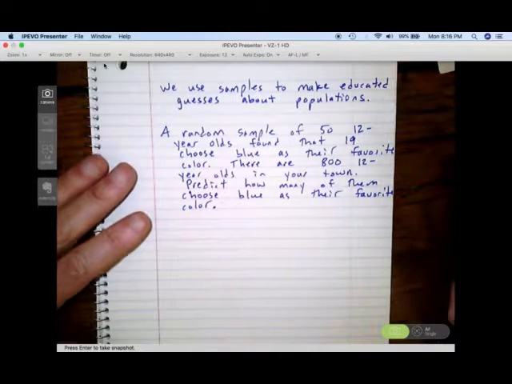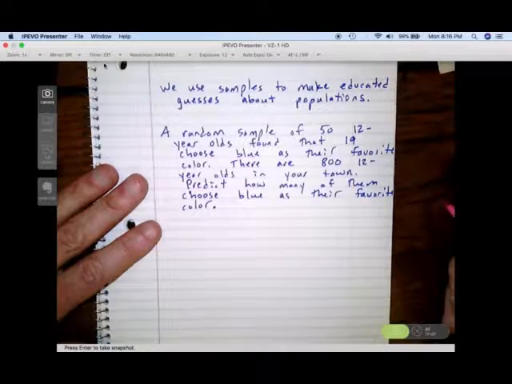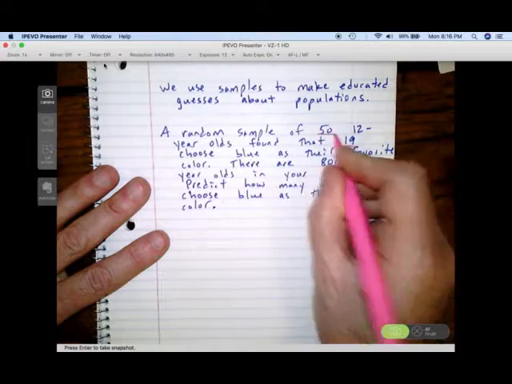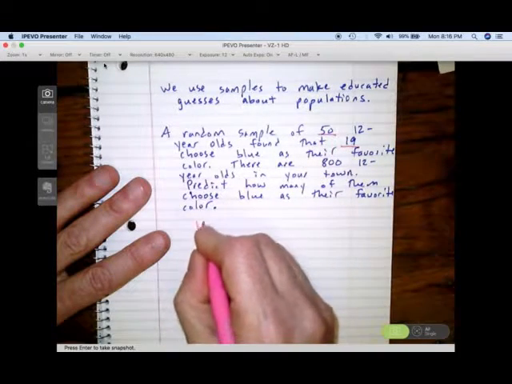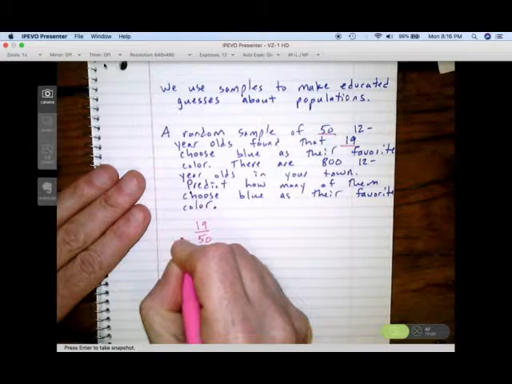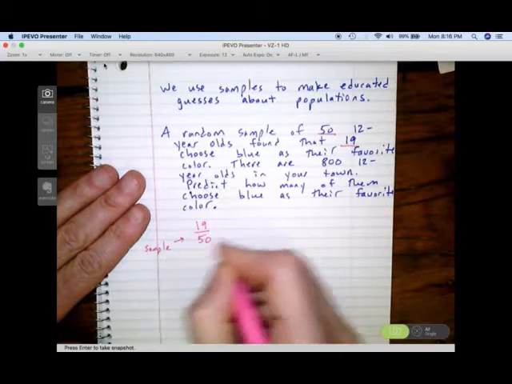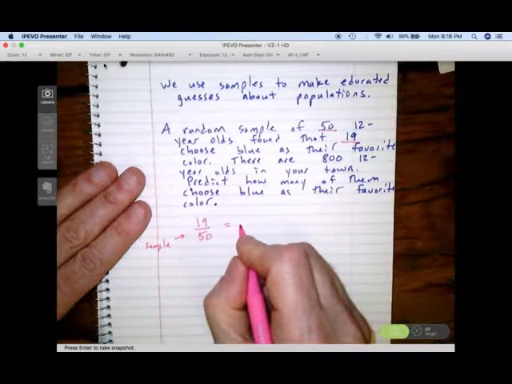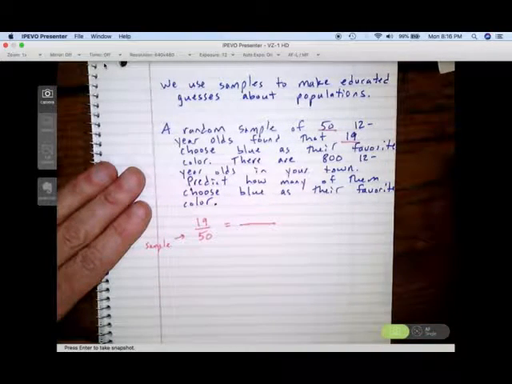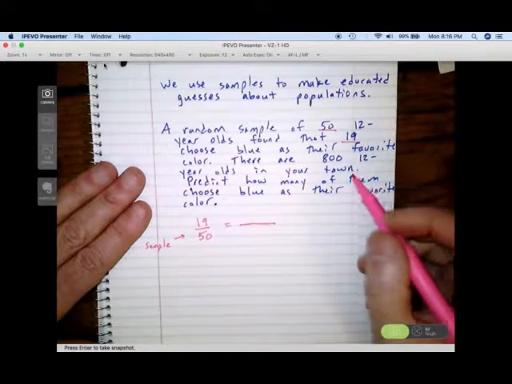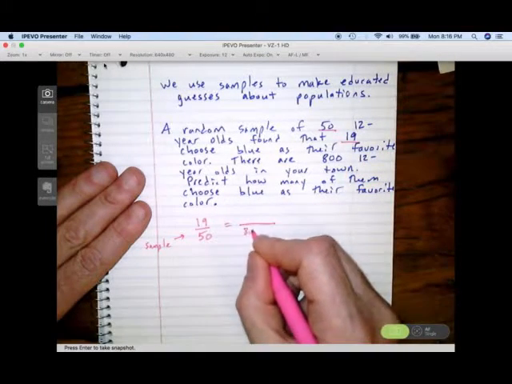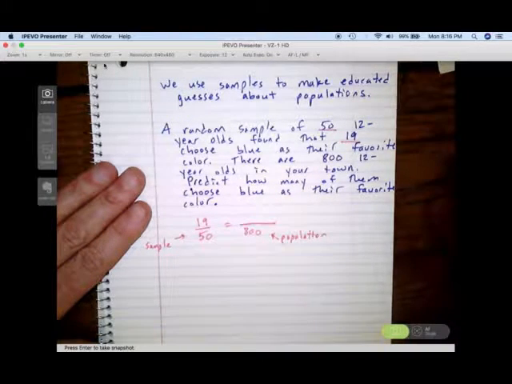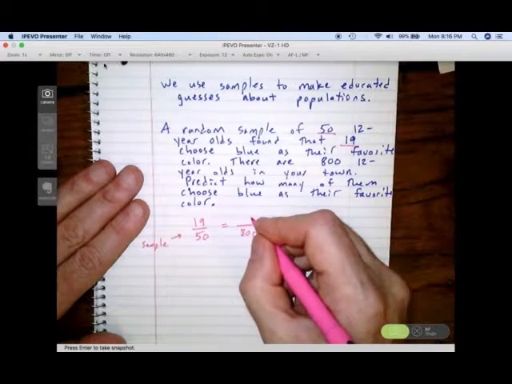Well, hopefully this sounds a bit familiar. It's like I said, it's just a proportion. So looking at our sample, we've got 19 out of 50 that like blue. So 19 out of 50, this is from the sample. And here's what we're going to do. We're going to use this to make a guess about the population. So how many total 12-year-olds are there? Well, there's 800. So here's our population. And we want to figure out how many of them like blue, and we don't know, so I'm going to call that X.